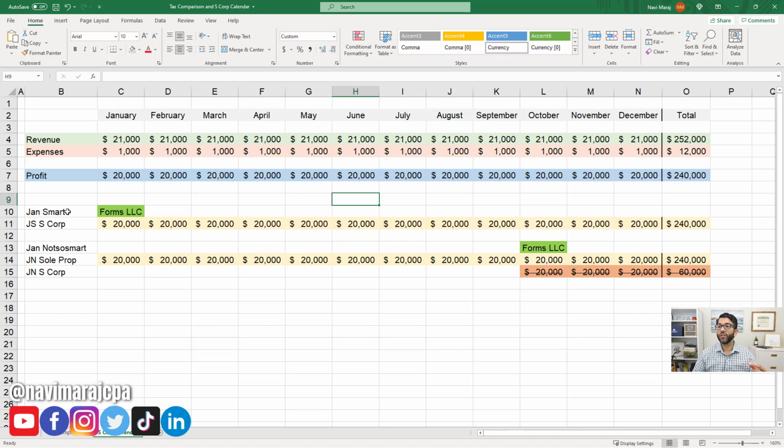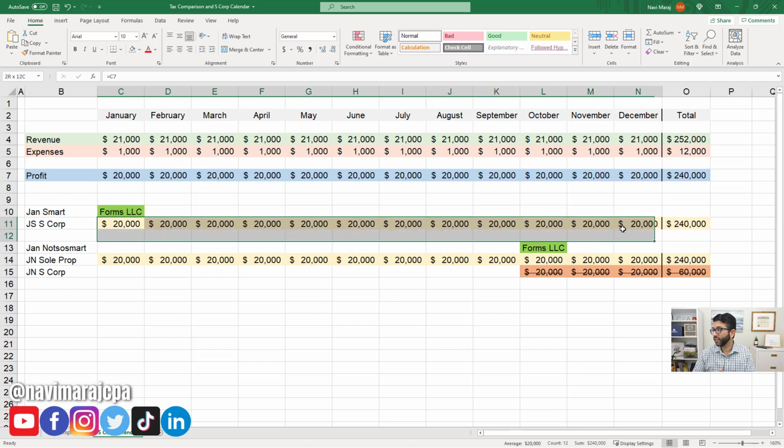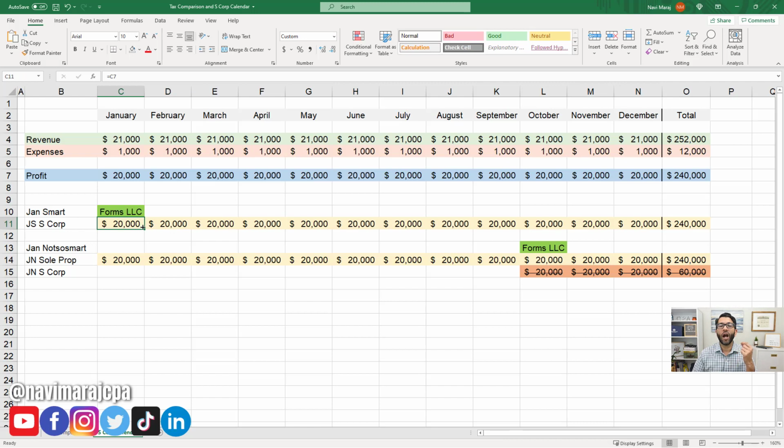If she was smart, all right, we're going to call this person Jan smart, she would have formed her LLC at the beginning of the year when she started this business. And that way, all of her profits, the full $240,000, could have had the option to elect S Corp treatment. So you file a form with the IRS and you can have your LLC taxed as an S Corp. But you can only go back in time to the date that your LLC existed, okay?